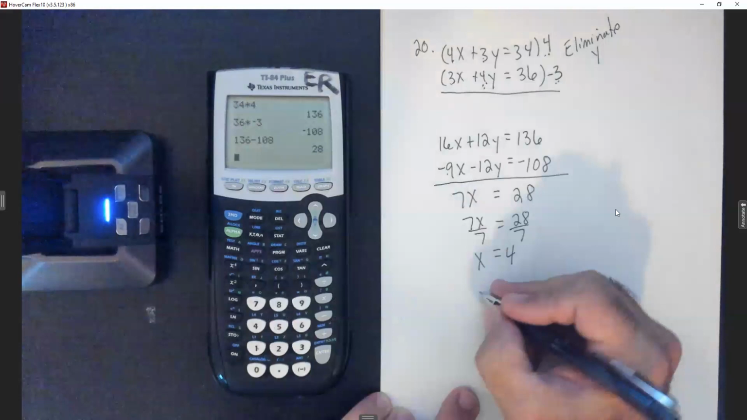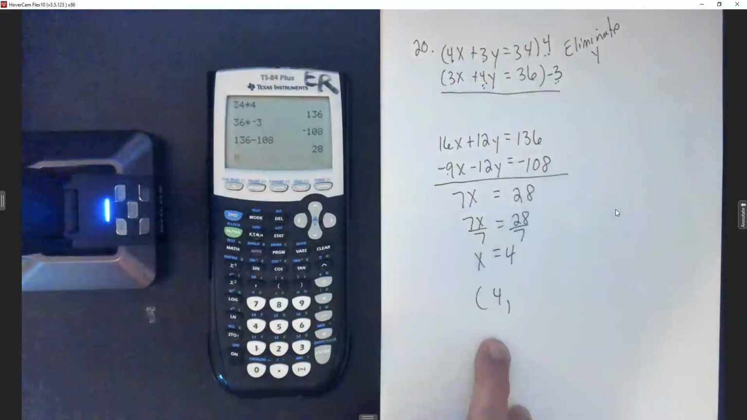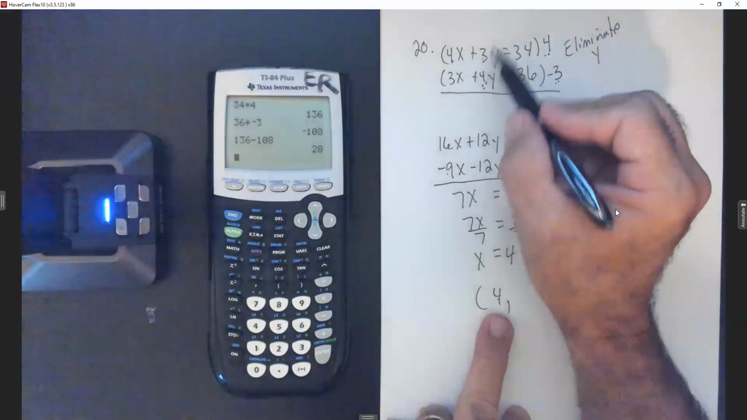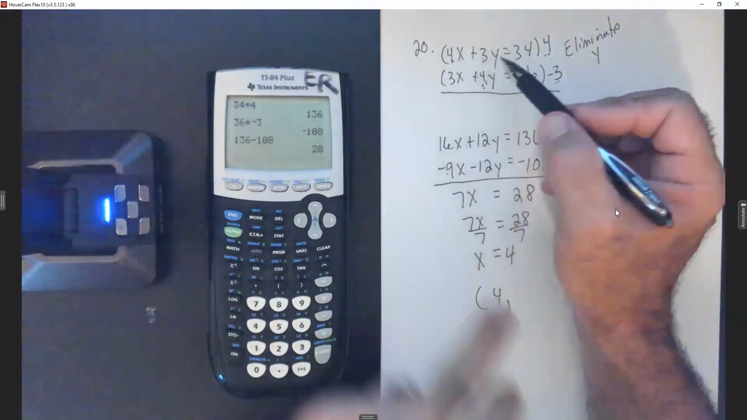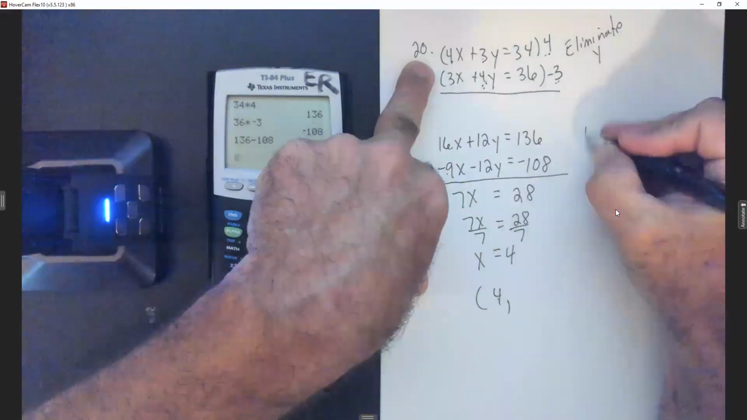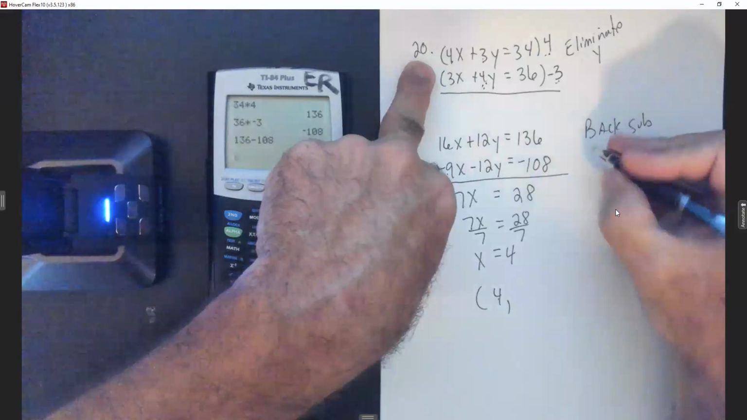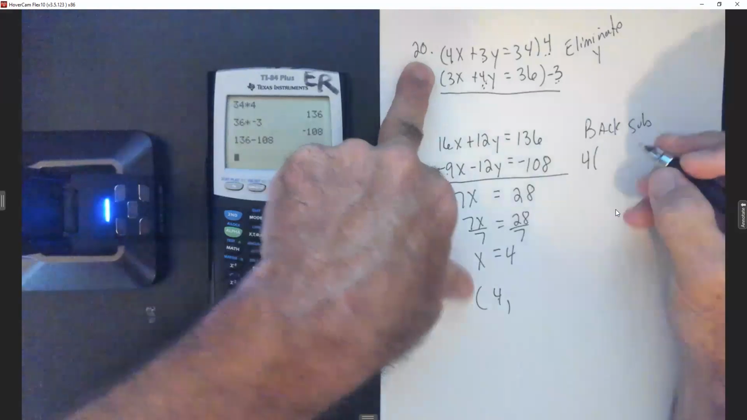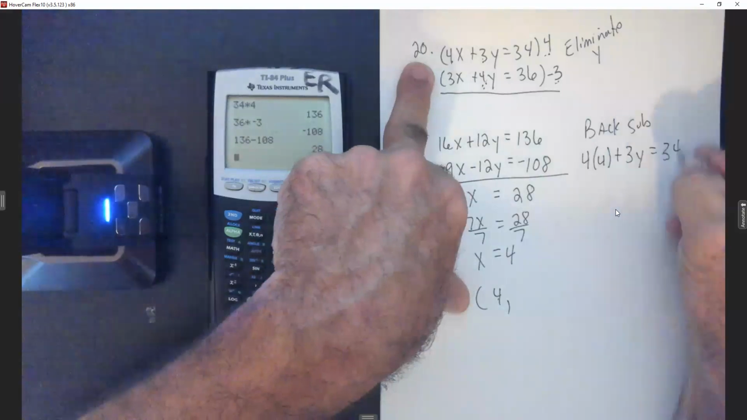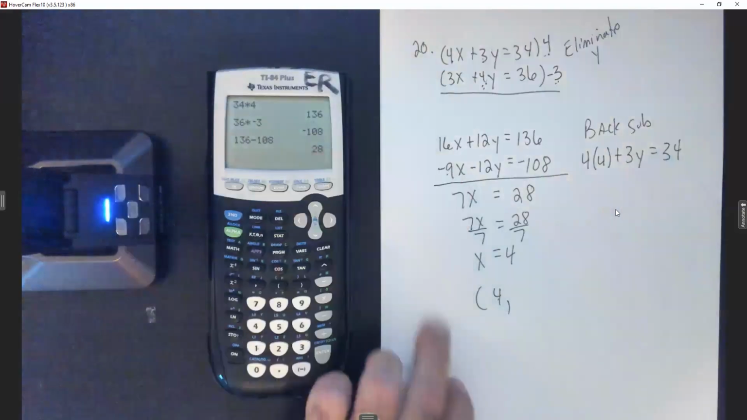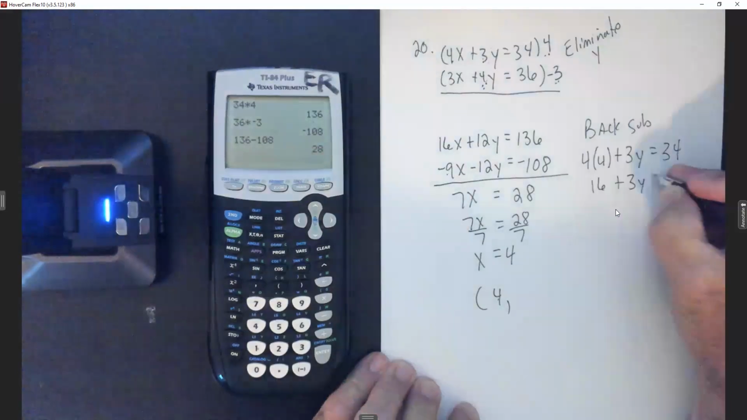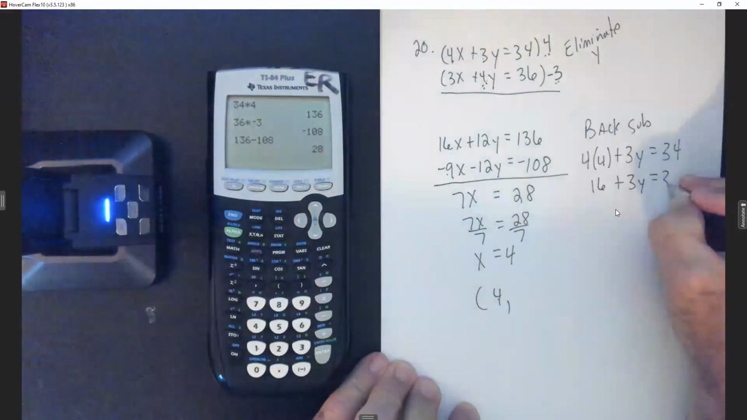X is 4. Now I've got to take that 4 and substitute into either one of those equations to get the y value. So I'm going to use the first one. I'm going to back substitute. 4 times x, which was 4, plus 3 times y has to equal 34. All right, so here we go. 4 times 4 is 16, plus 3y equals 34.